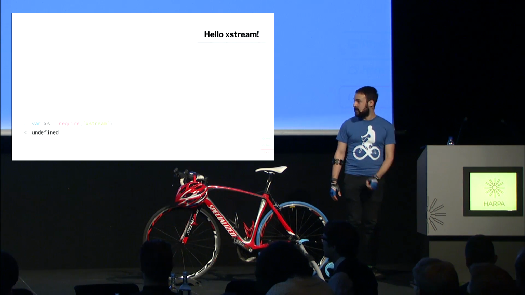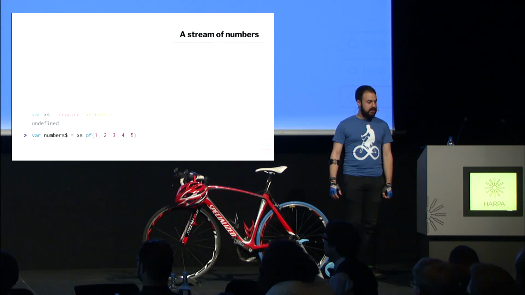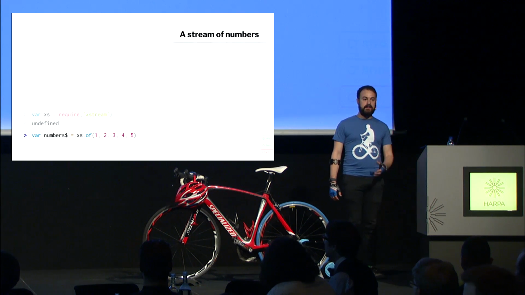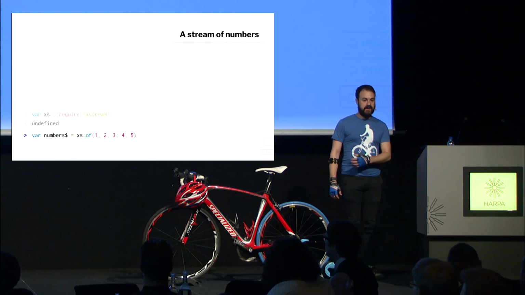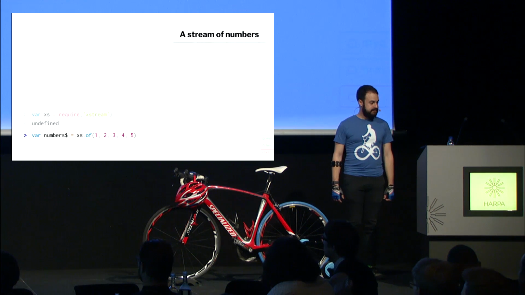We're going to use a library called xstream for this. Here's how to create a stream that will immediately emit 5 events, the numbers 1 through 5, as JavaScript objects.